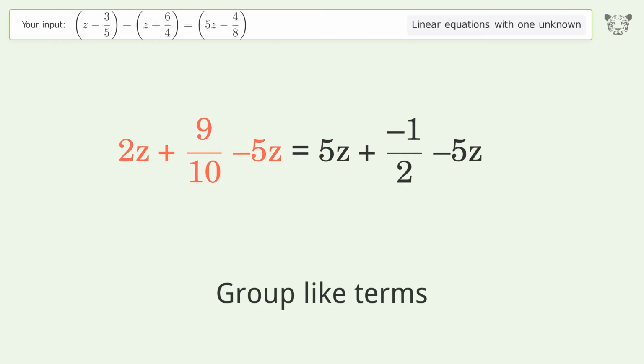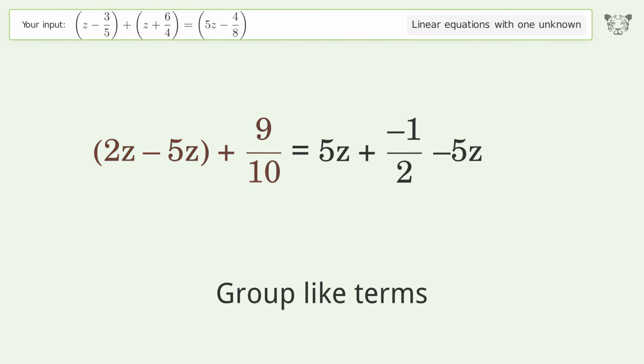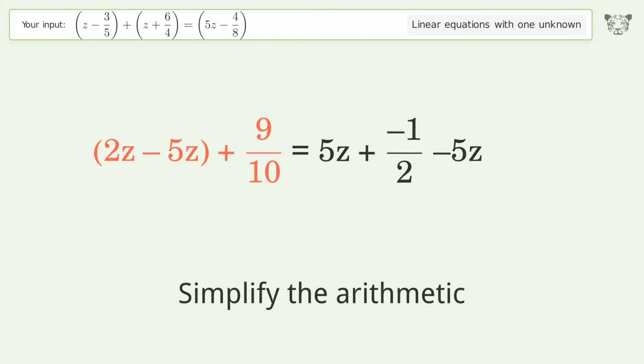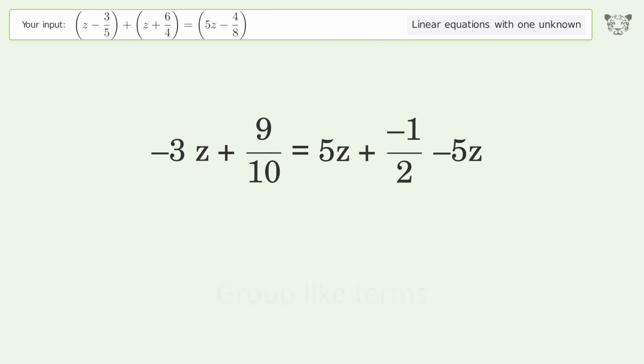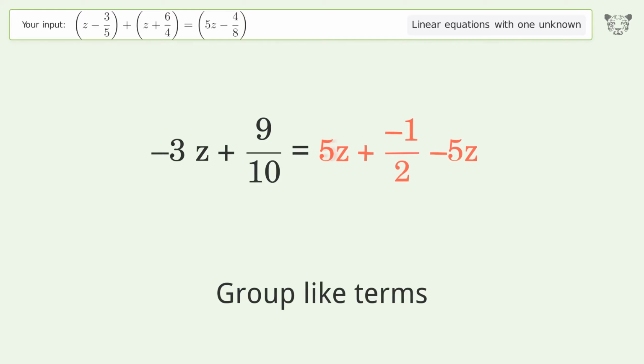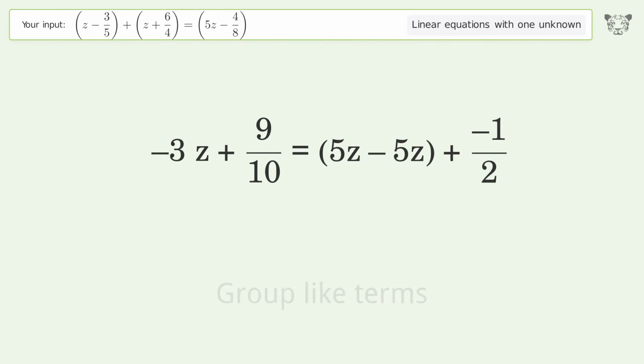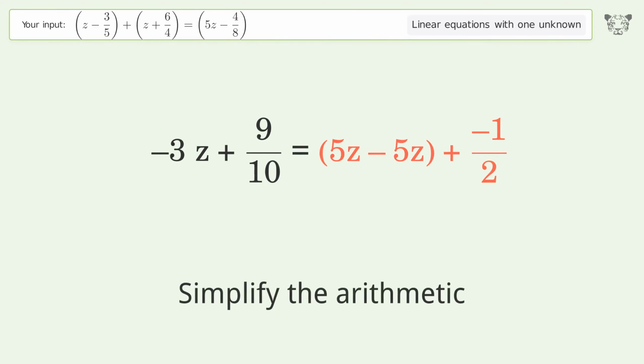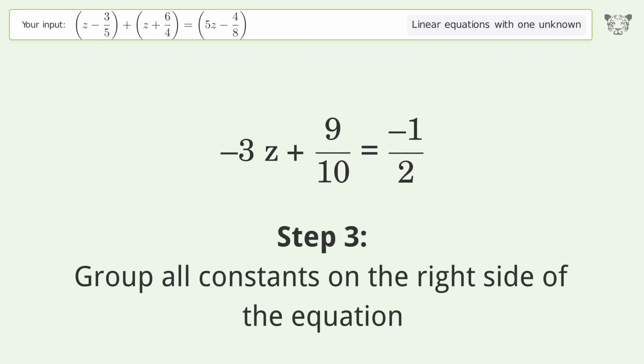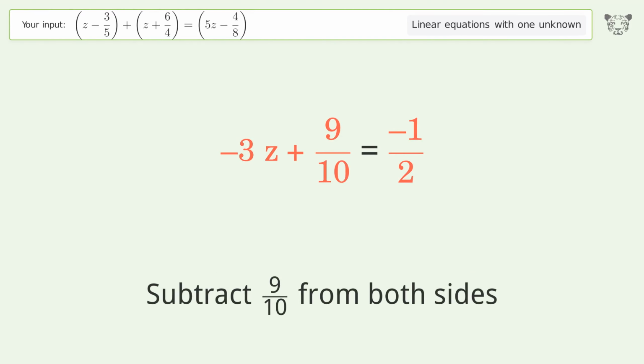Group like terms. Simplify the arithmetic. Group like terms. Simplify the arithmetic. Group all constants on the right side of the equation. Subtract 9/10 from both sides.